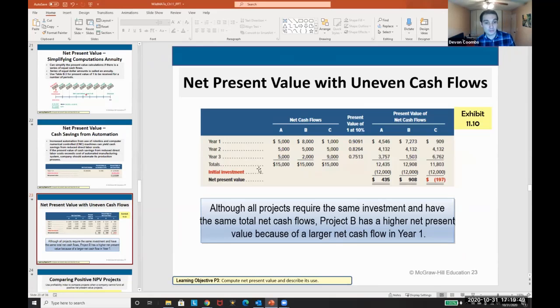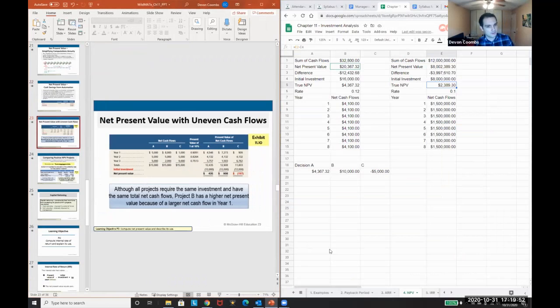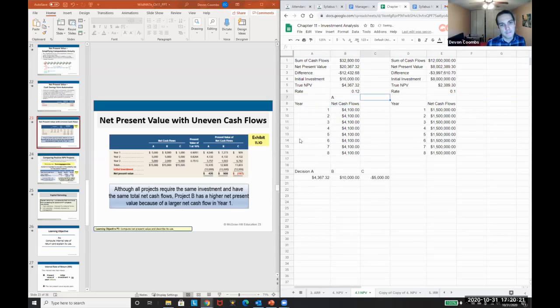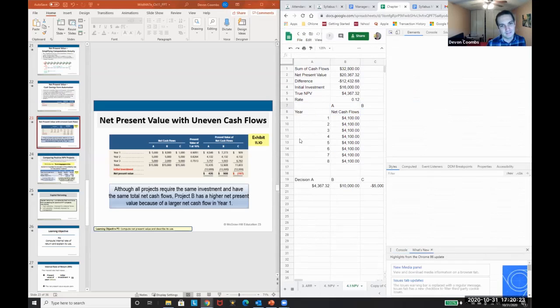Net present value. So we can also do this with uneven cash flows. And so let's keep on adding some slides to this. I'll duplicate this and rename it 4.1, Net present value. So let's say we have cash flow A, B, and C. We just have 3 years for each of these. So we'll fix this up a little bit, so you can see A, B, and C.